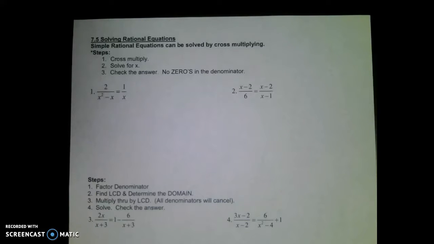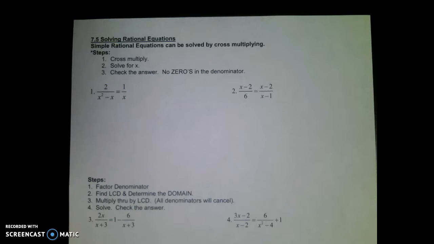Today we're going to get into solving rational equations. Up until now, we have not had any equal signs. We've been multiplying, dividing, adding, and subtracting, no equal signs. Things are a little bit different when there's an equal sign. There's two types we're going to learn today.